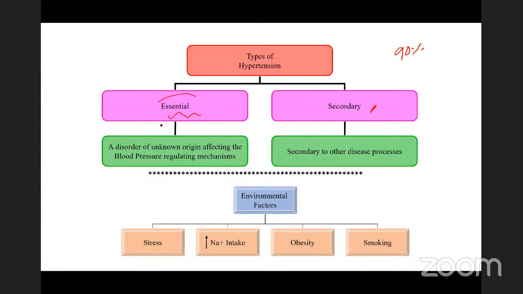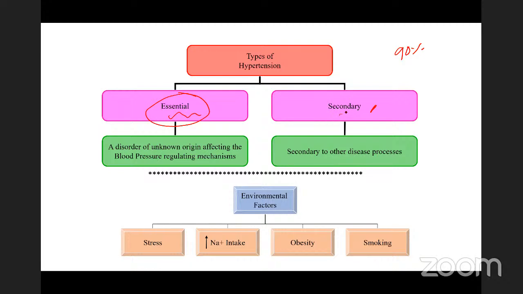Why is it called essential? It has been thought that the elevated BP is necessary to maintain adequate tissue perfusion. That's why it is called essential hypertension, where most of the 90% of the cases fall into this category. There is no exact mechanism, the cause is not known. We call it etiology unknown.